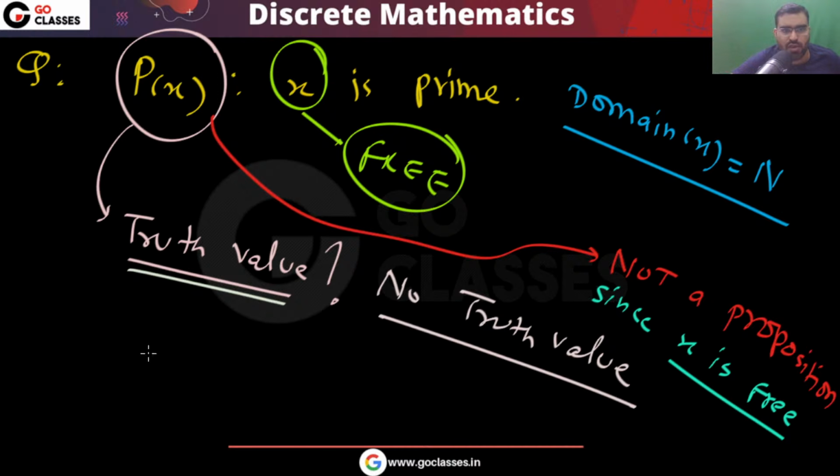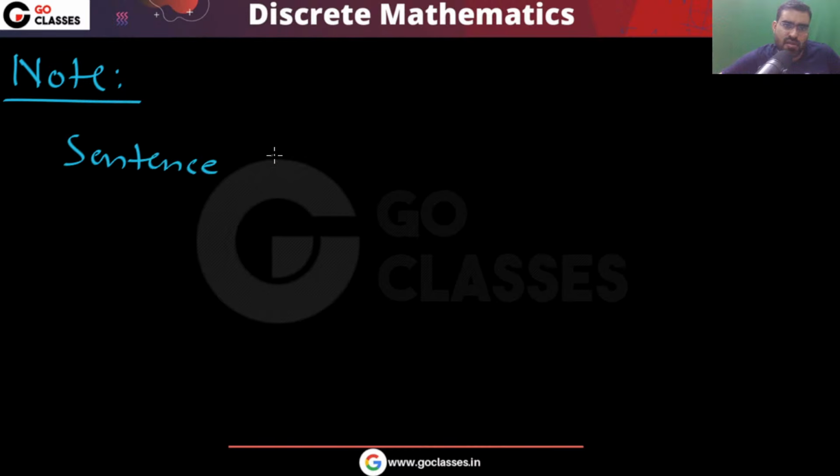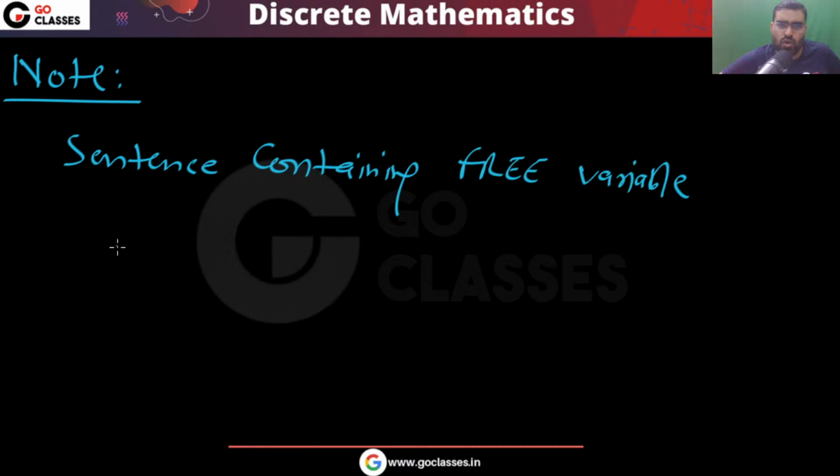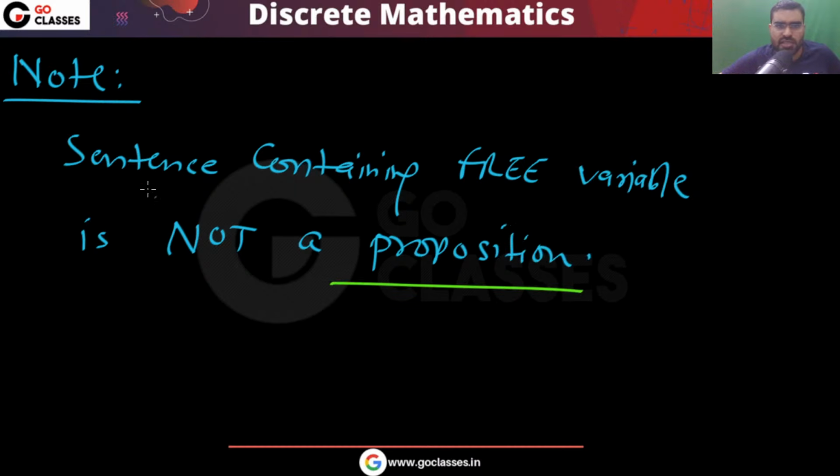X is prime. You can clearly see this truth value will depend on x. So this is not a proposition. This Px, when you have a free variable, then your statement is not a proposition. So this is the note: a sentence containing a free variable is not a proposition. If you have a free variable, then definitely that is not a proposition.